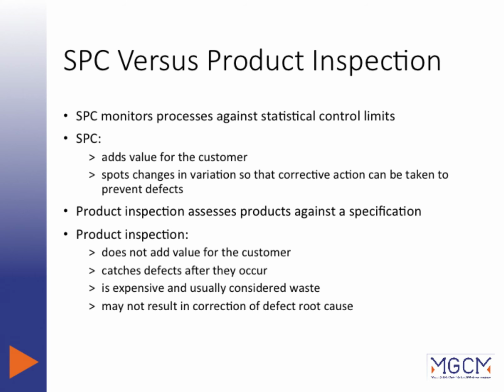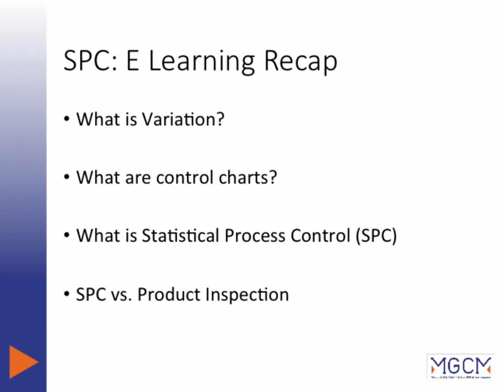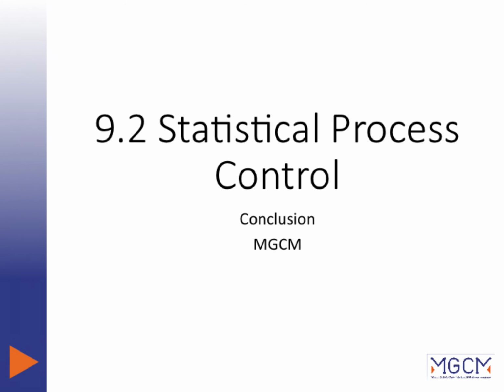So this brings us to the end of our e-learning session on statistical process control. A quick recap on what we have touched upon in this session. We started off with understanding what variation is about, what control charts are and how they help track variation in the process, what statistical process control is, and we finally finished with statistical process control versus product inspection. So this brings us to the end of our statistical process control session.